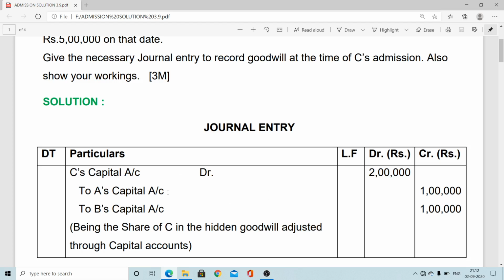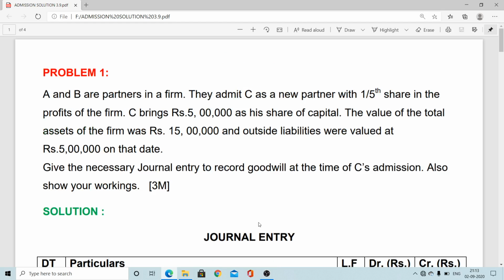So in case of the memorandum method, maximum 2 entries are there. One is the adjustment goodwill entry, and if goodwill is already raised, then one more entry will come, that is old partners' capital to goodwill. But in the premium method, there can be a maximum of 4 entries. 2 entries for goodwill contribution and distribution, another for withdrawal if there is one, that is the third entry, and the elimination entry will also be there. So this is related to hidden goodwill.